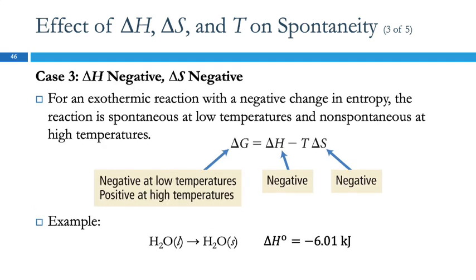Case 3, delta H is negative and delta S is also negative. So delta H is negative. The sign of the T delta S term is going to be positive, but whether our delta G ends up being positive or negative depends on how big the temperature is. So this will be spontaneous at low temperatures and not spontaneous at high temperatures.